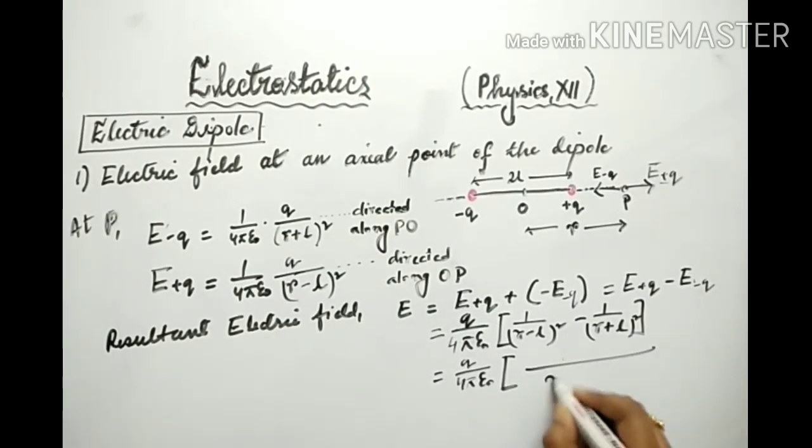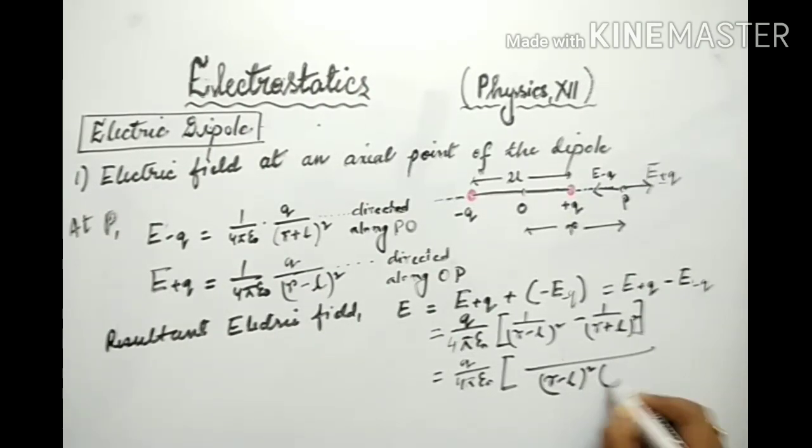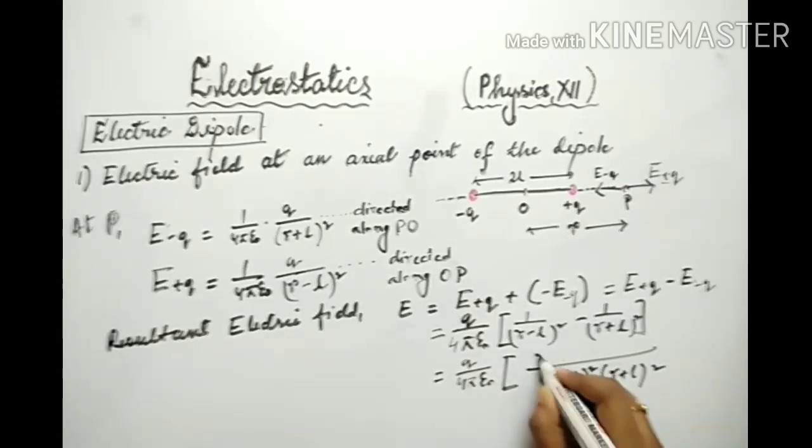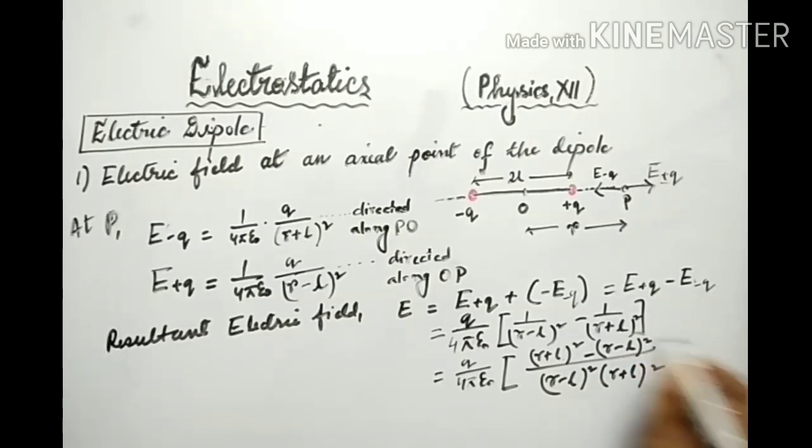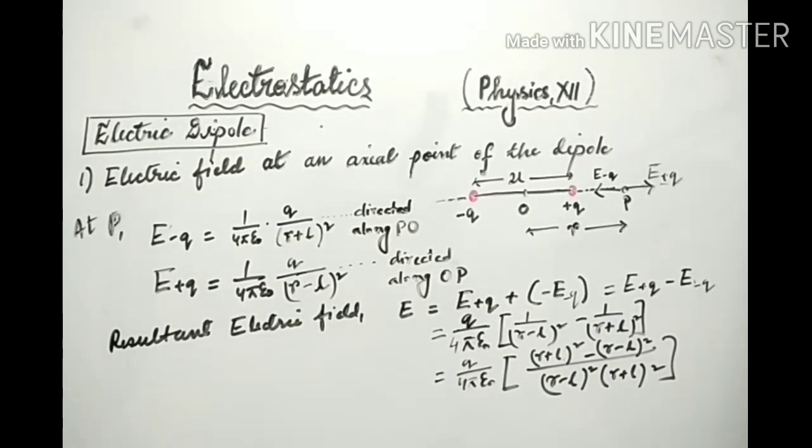Now let us take the LCM. The numerator will be R plus L whole square minus R minus L whole square. Okay, so let us rub this portion.